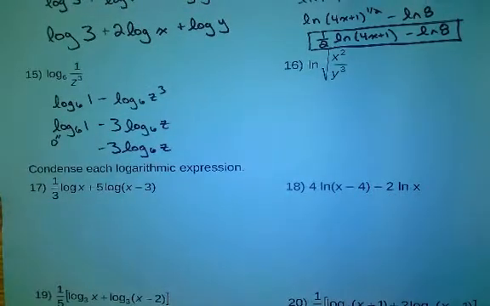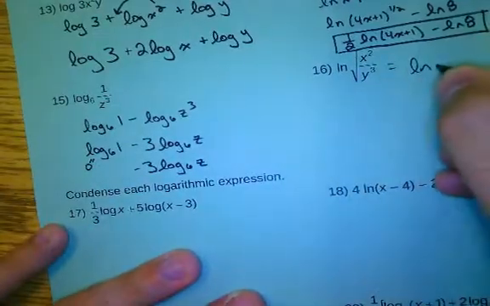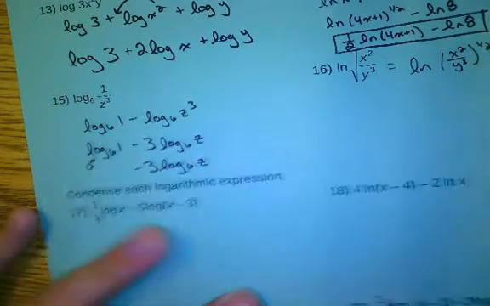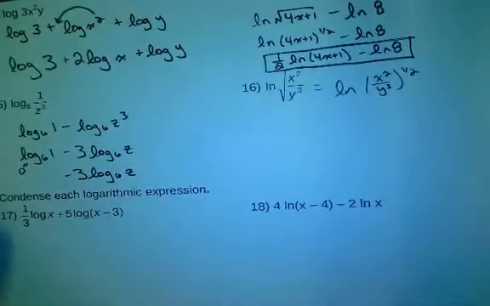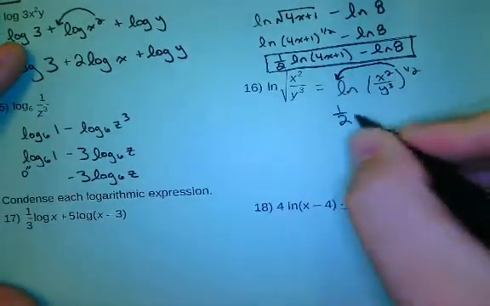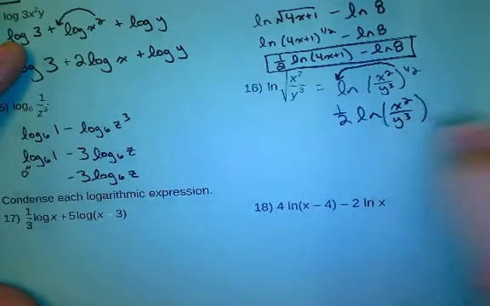Alright, let's go ahead and do 16. There's two different ways to do it. I don't really care which way you do it. I'm going to do this first. So ln this rewrites as ln of x squared over y cubed, all to the 1/2. So then this can move on in front: 1/2 ln of x squared over y cubed.